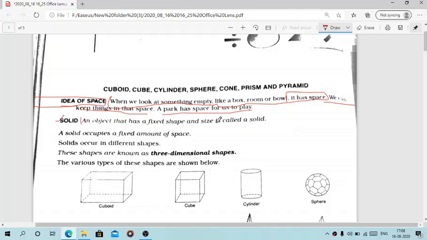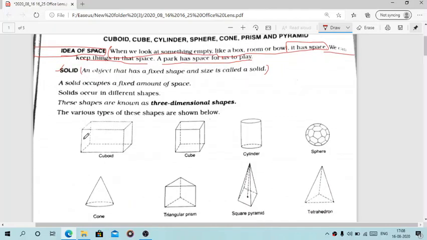Solids. An object that has a fixed shape and size is called a solid. Here are some examples of solids: cuboid, cube, cylinder, sphere, cone, triangular prism, square prism, tetrahedron.